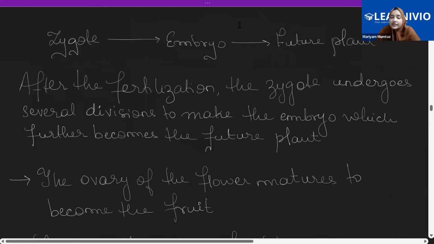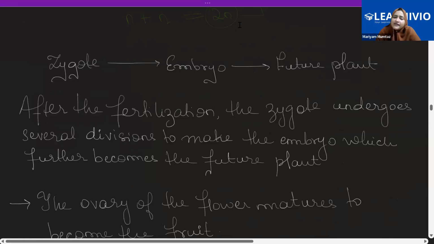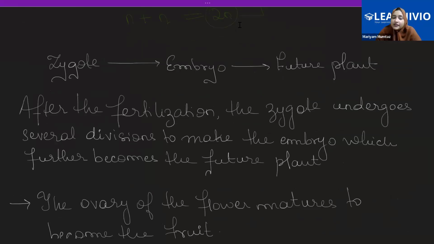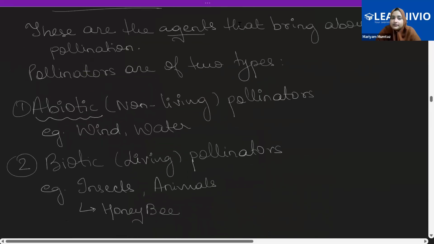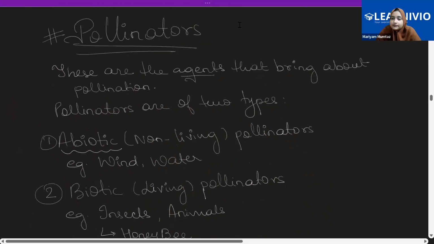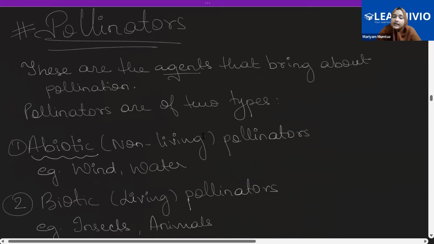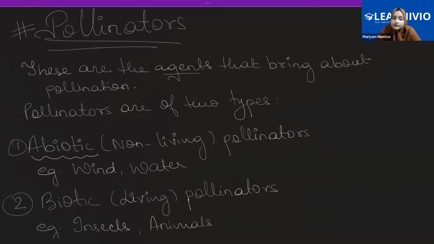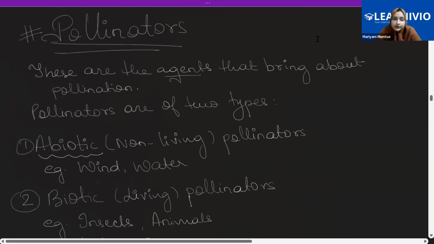After fertilization is done, the zygote undergoes several divisions to make the embryo, which becomes the future plant. Is it clear to everyone? Yes, ma'am. Any doubts, students? All right, okay. You can note it down now.